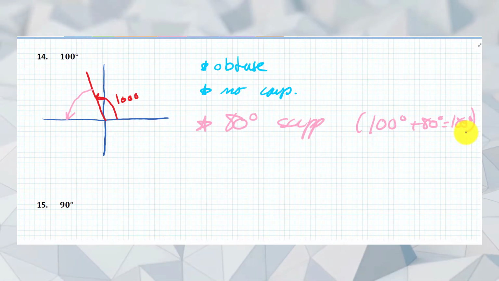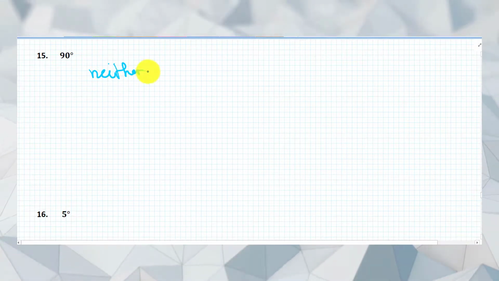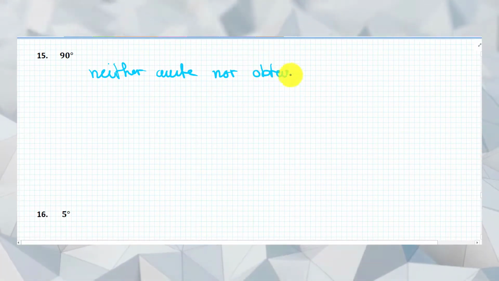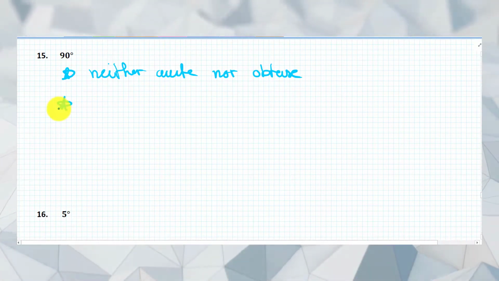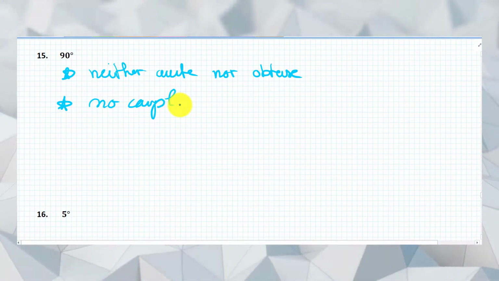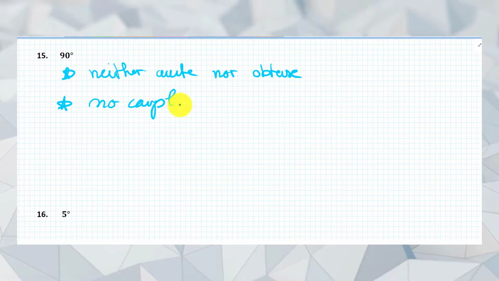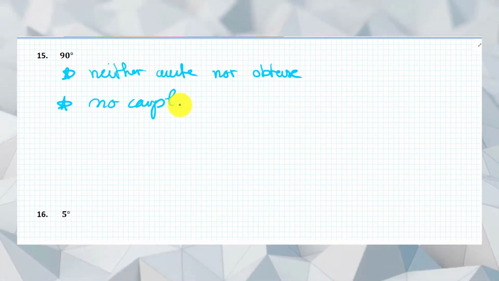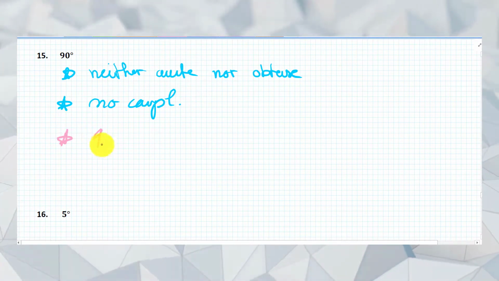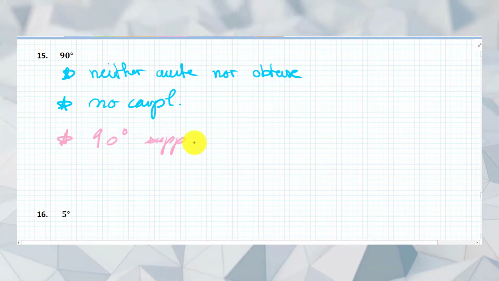All right, number 15 now. So what about number 15? Well, this is neither acute nor obtuse, right? Why? Because it is a right angle. So it's neither acute nor obtuse. Does it have a complementary? No, it doesn't have a complementary angle. There's nothing you can add to 90 to find 90. We do not say that 0 is a complementary angle because a complementary angle must have a positive measure. Look at the definition. It says positive. Does it have a supplementary angle? Well, yes. If you add 90 degrees to 90 degrees, you will find 180. So 90 is a supplementary angle.